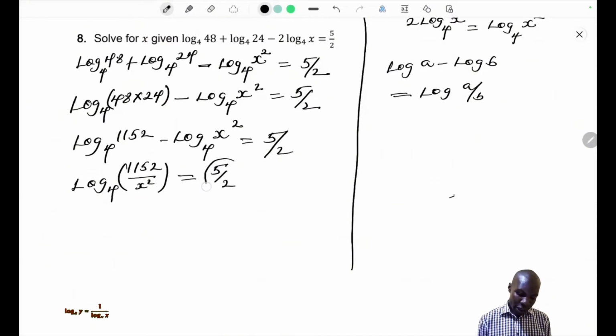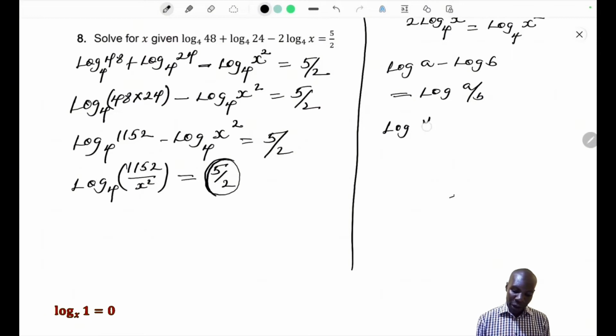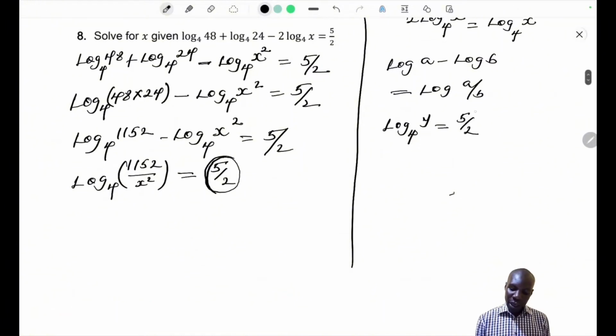Then this one, we must express in log form: log of something, for example y, to base 4, that is going to give us 5 over 2. This is in logarithmic notation. If we want to find y, we must convert it into index notation. So we'll say 4 to power 5 over 2 should be equal to y.